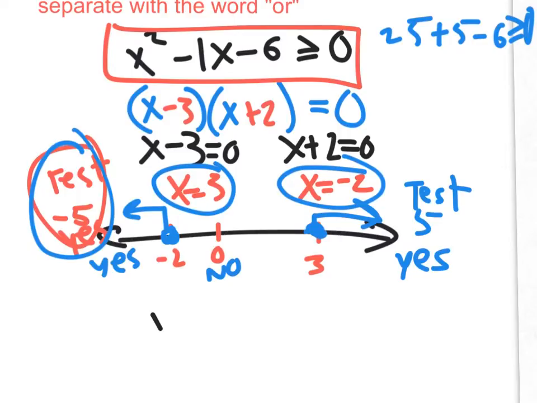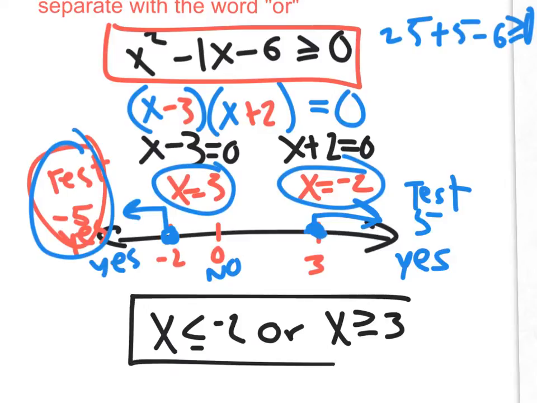So you're going to say x is less than or equal to negative 2, okay? Or x is greater than or equal to 3. And that's the multiple choice answer that you're looking for on the test. So I hope this helps, guys. If you test the outside and the answers are on the outside, you have to write it separate with the word or as inequalities. And these are or equal to's because the original was an or equal to.